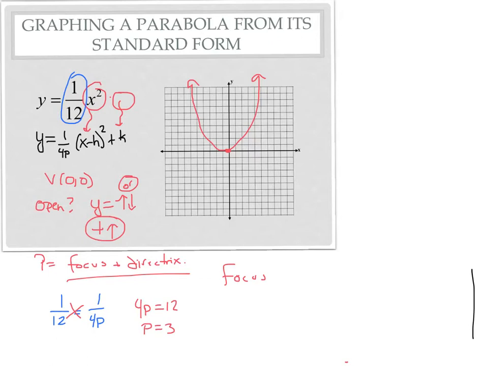So that tells me, in order to find the focus, it's moving up and down, right? So the focus is going to move up from the vertex. If it's moving up, my center is at (0, 0), but I'm going to add 3 because that's what p is. And so my focus is going to be (0, 3). So I'm going to move up 3, and I plot my focus.